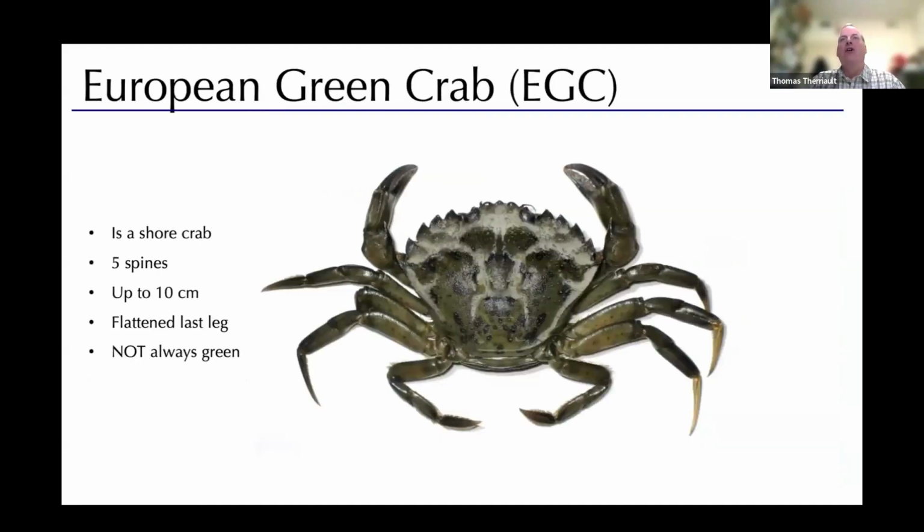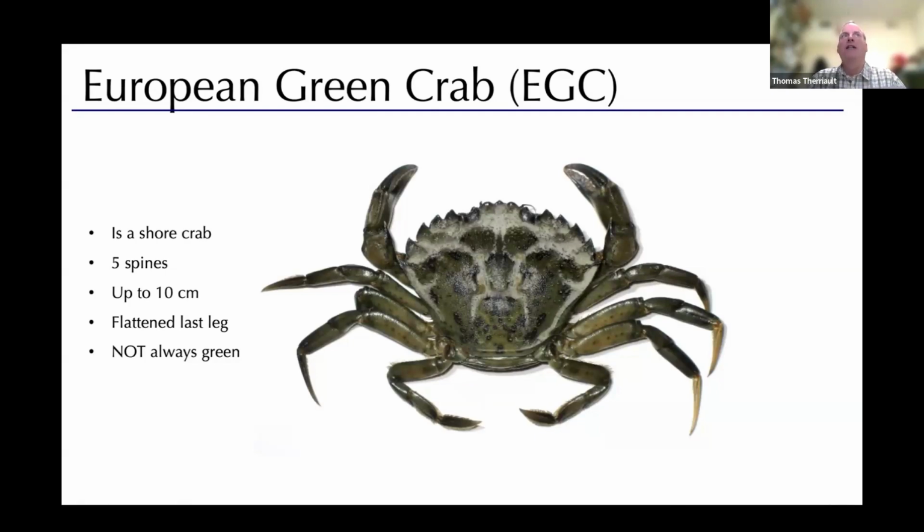So let's look at the species that we're talking about. I want to make sure that we're all thinking about the same invader when we're talking about the European green crab. So this is a shore crab. It's found usually up in the intertidal zone. It's got 5 spines on either side of the carapace that are quite distinct. It can get up to about 10 centimeters across, although most are sort of 6 to 8 centimeters. If you look at that last leg, it's flattened, which helps in swimming. And unlike the name suggests, they're not always green.